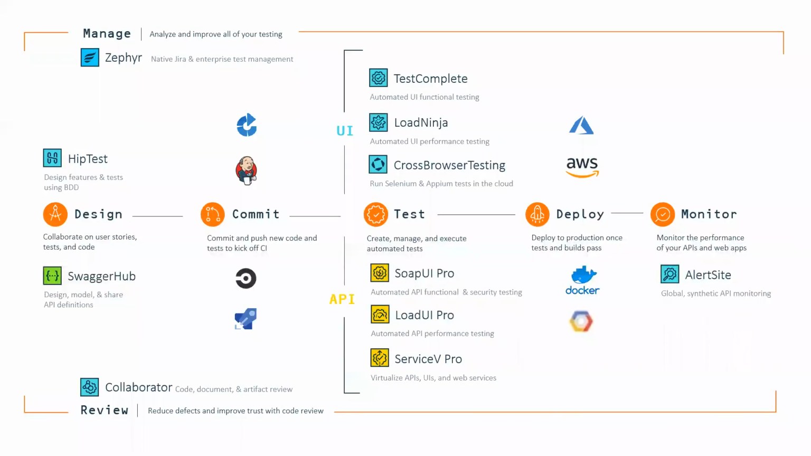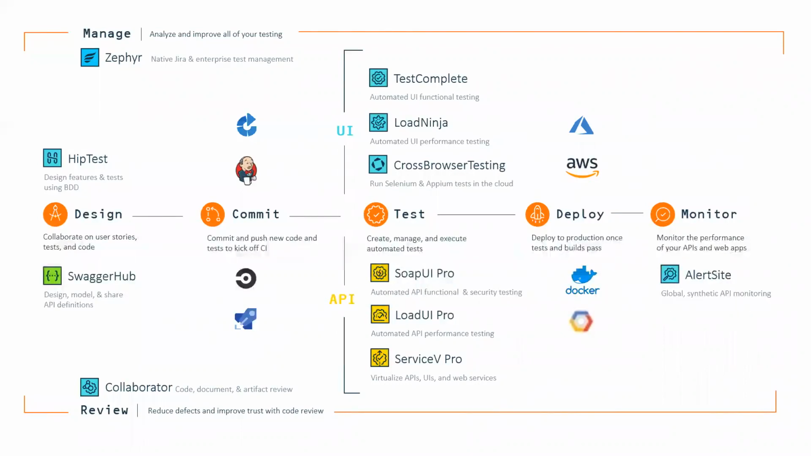Then bringing that into the test phase, we support the API layer and the UI layer. We have tools around TestComplete for automated UI functional testing, LoadNinja, which allows us to automate UI performance testing, and CrossBrowserTesting to run Selenium and Appium tests in the cloud across multiple different devices. Then we have SoapUI Pro, LoadUI Pro, and ServiceV Pro. These are all part of the ReadyAPI platform, allowing you to run functional and security testing, API performance testing, and then virtualizing APIs, UIs, and web services like we will discuss today.